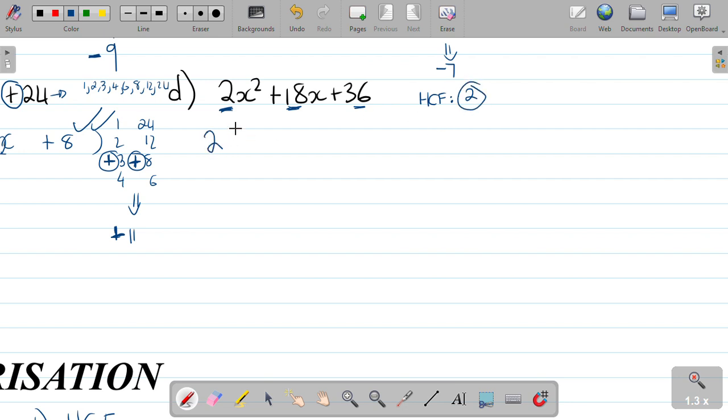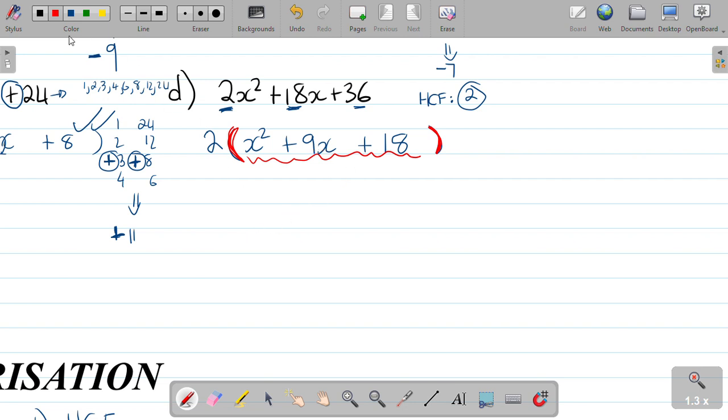So I'm going to take out a 2. I write 2, open my bracket, and what's left over: x squared divided by 2 leaves x squared. 18 divided by 2 is positive 9x. And 36 divided by 2 is 18. Now, when you get a question saying factorize, you must always factorize completely. If you draw your attention to this bracket over here in red, you can see that this is actually a trinomial that I can factorize again, which you need to do if possible.